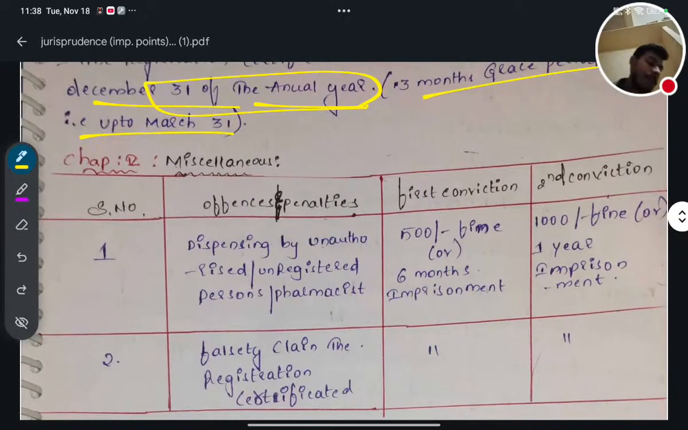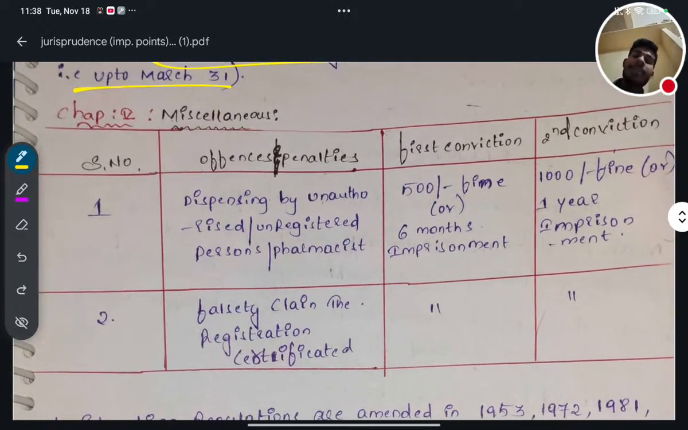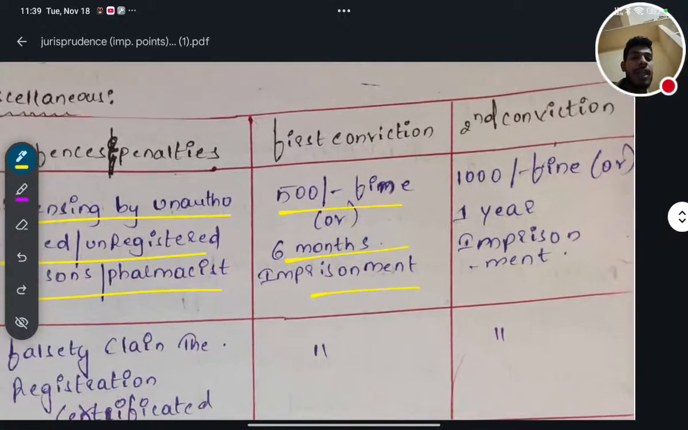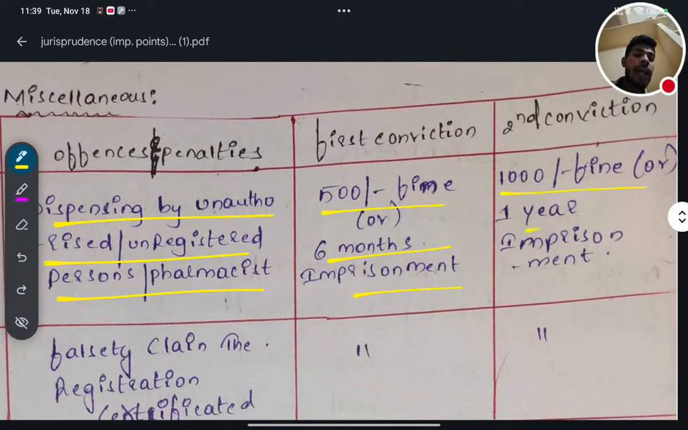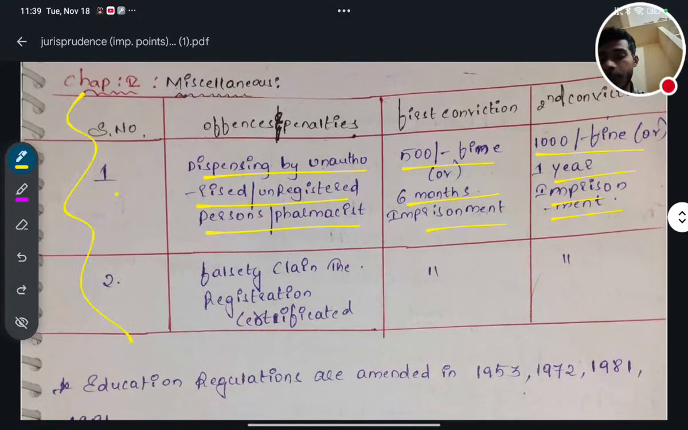How many chapters are there? 5 chapters. In chapter 5, what will we see? There are different offenses and penalties. These are the miscellaneous important points. The first thing is the offenses and penalty for dispensing by an unauthorized or unregistered person of pharmacist. The first conviction will be a 500 rupees fine or 6 months of imprisonment. Second conviction, 1000 rupees fine or 1 year imprisonment. These points are very important from the point of view of the drug inspector exam, so you have to remember that.